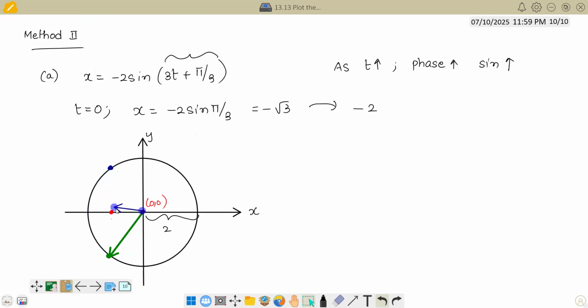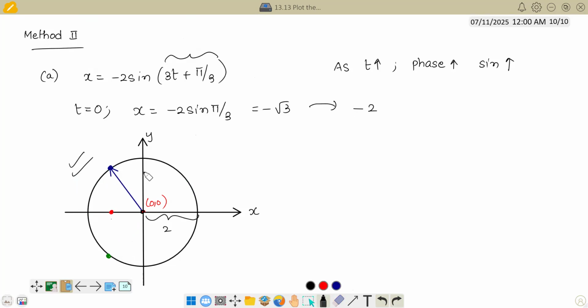Since that means this arrow is going towards 2, its x projection is going towards 2. So out of these two, this one is the correct answer. So this arrow is wrong. The green color arrow would be wrong, and the correct answer would be this one.